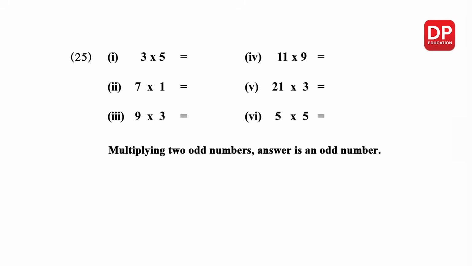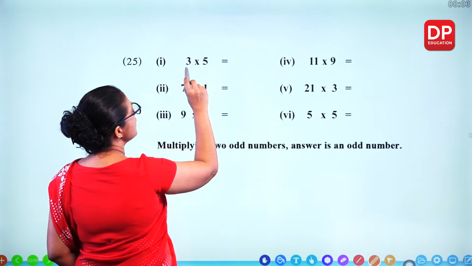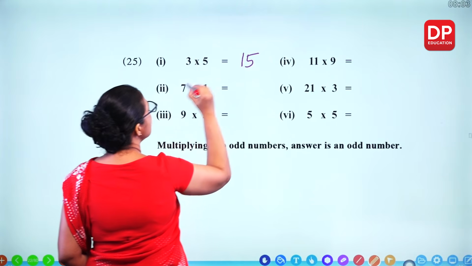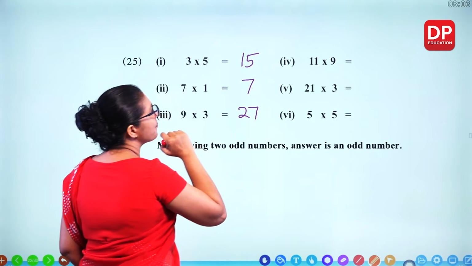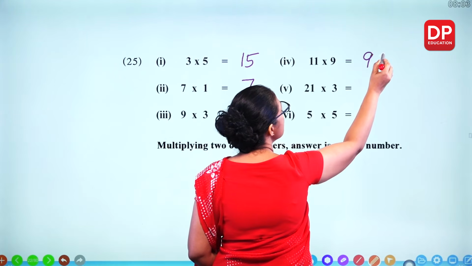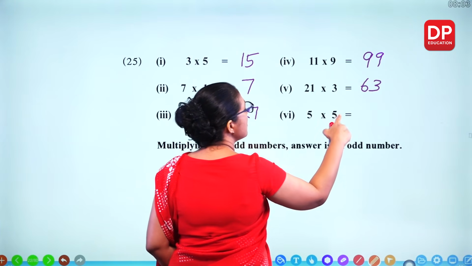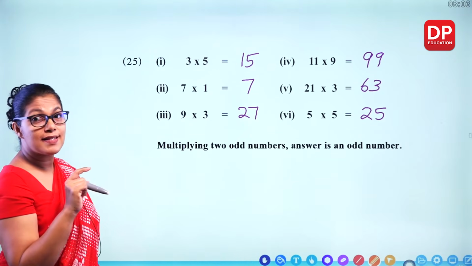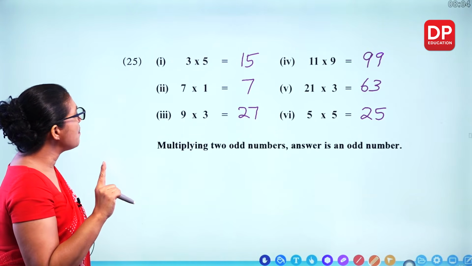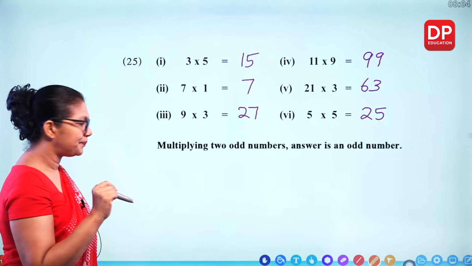Now we'll see what happens when you multiply. 3 times 5. Both are odd numbers multiplication. 3 times 5, 15. 7 times 1, 7. 9 times 3, 27. 11 times 9, 99. 21 times 3, you get 63. 5 times 5, 25. All the answers are odd numbers. Multiplying two odd numbers, answer is an odd number.